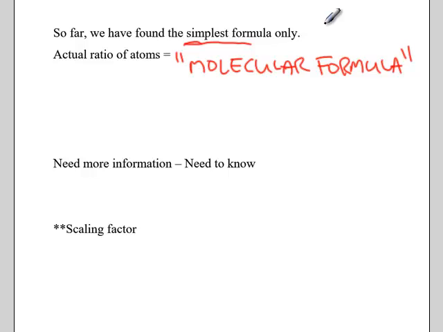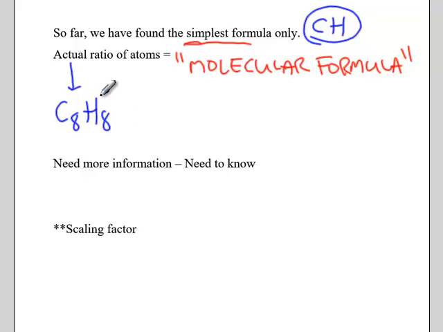If we know the simplest formula, maybe we have one carbon and one hydrogen. That's a 1-to-1 ratio. That's the simplest ratio. What is the actual ratio? It could be 8 carbons for 8 hydrogens. It could be 14 carbons and 14 hydrogens. It could be 1 carbon and 1 hydrogen. We don't know at this point, so we need more information.